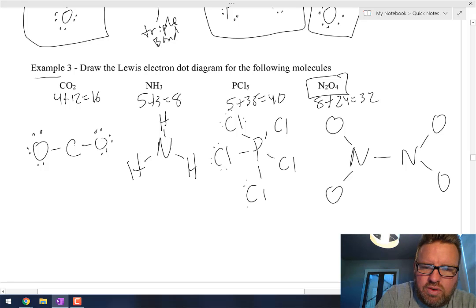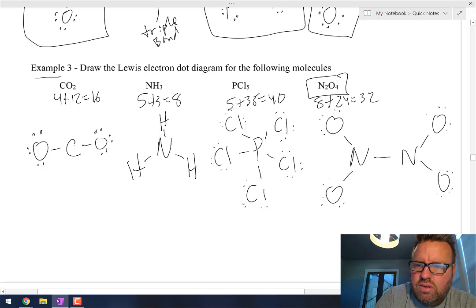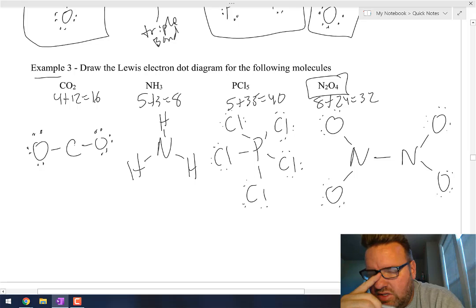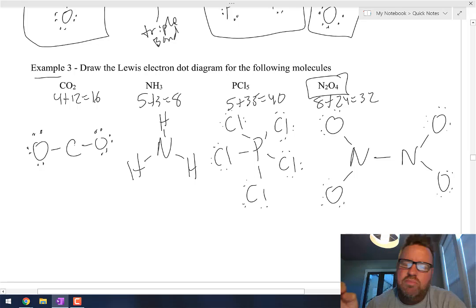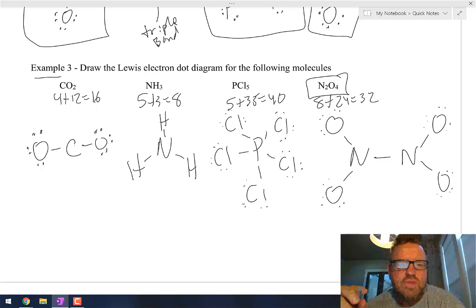Kind of going a little bit quicker here. Hopefully you can see those dots. I'm putting 6 dots on each of the chlorines, outer atoms here as well, 6 dots on each. Each of those now has 6 dots on them, plus the bond makes 8.